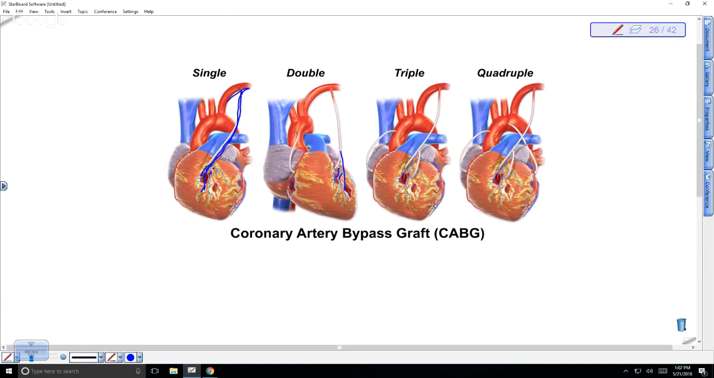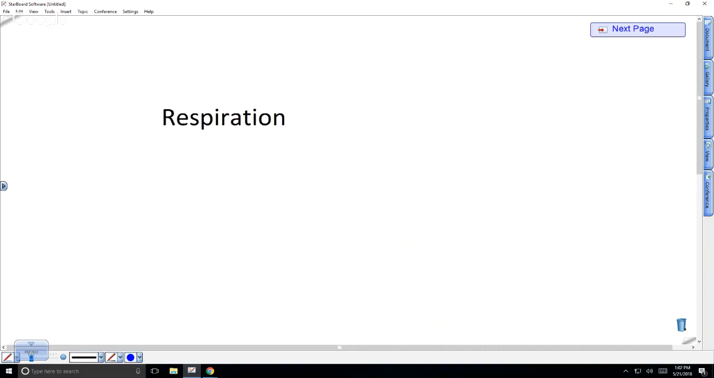Okay. So today we're going to start on a new section, a new system. And obviously the respiratory system and the circulatory system go hand in hand, because the respiratory system is what gives us oxygen, and we get rid of the waste product carbon dioxide. So when we talk about respiration, this is the movement of oxygen and carbon dioxide.